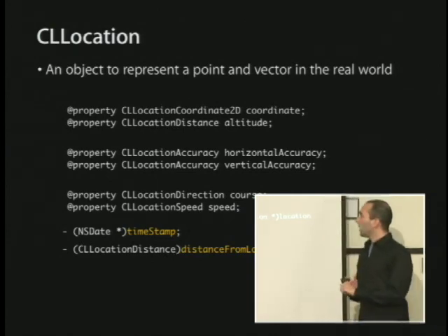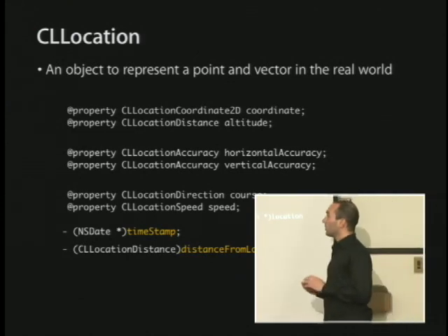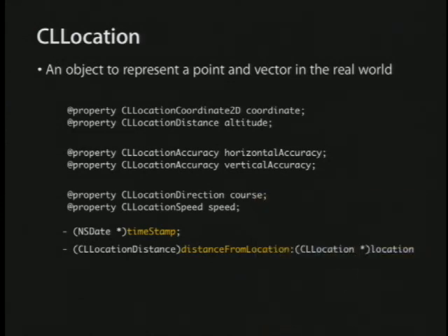The CLLocation will also tell you your course and your speed, so how fast you're moving in what direction. And it'll even let you calculate the distance from another location, right? So if Josh is over there, I'm over here, and Josh has a CLLocation value, and I have a CLLocation value, I can pass that in. I can call distance from location, and it'll say he's about 3 meters away in the northwest direction.